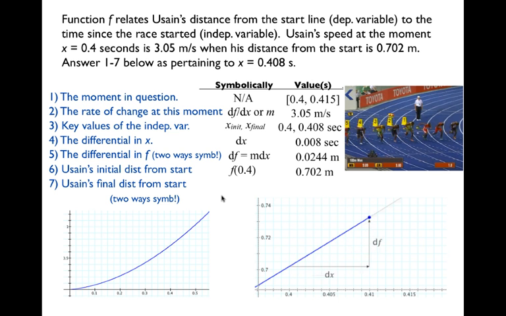Okay, final distance from start. We just want to represent it in the shortest way possible, but then we also want to represent it in terms of the way that we're going to calculate it. So in the shortest, most concise way possible, f of 0.408. And this is like a what? This is like a y final. And how do we learn to calculate y final?